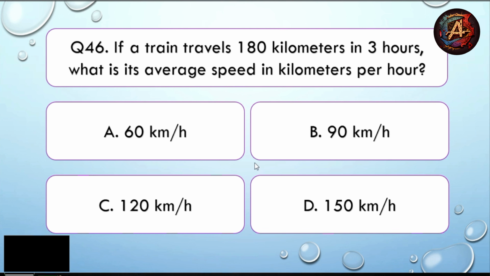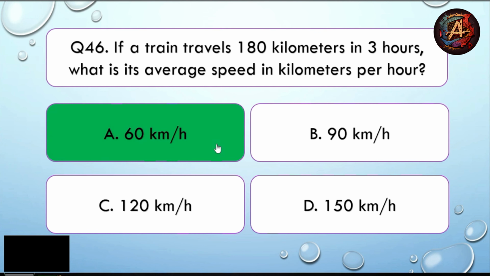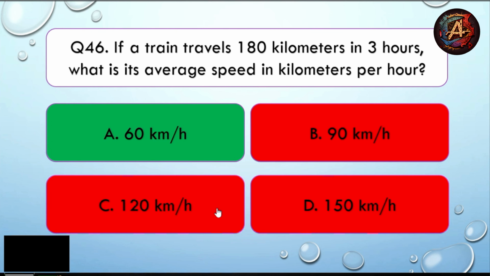All right, math learners, in order for you to get the answer for this question, what you will do is very simple. You just divide 180 by 3. So the correct answer is 60 kilometers per hour. Let's check. Very good, my dear math learners. Very, very easy. Now, let's go to question number 47.